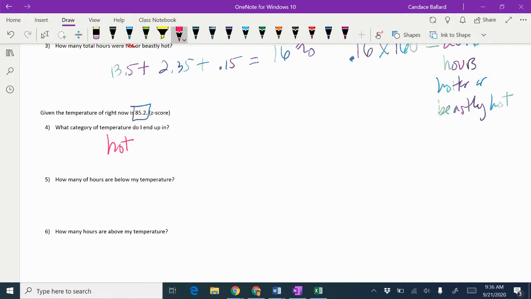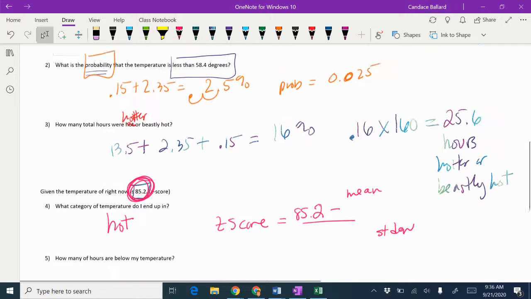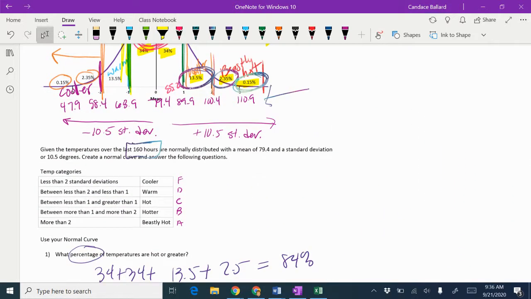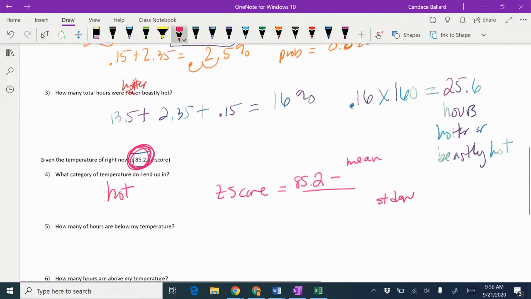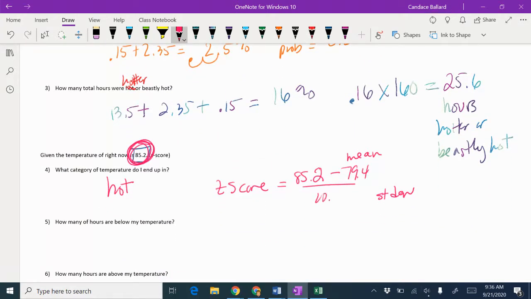Now we have to figure out how many hours are below my temperature and how many hours are above my temperature, and that's when the z-score comes in. I've got to calculate my z-score. To get your z-score, you take whatever value you were randomly given on the wheel, subtract the mean, and divide by the standard deviation. The mean, they told us in the original problem, was 79.4 and the standard deviation 10.5. When you calculate your z-score, I got 0.55.